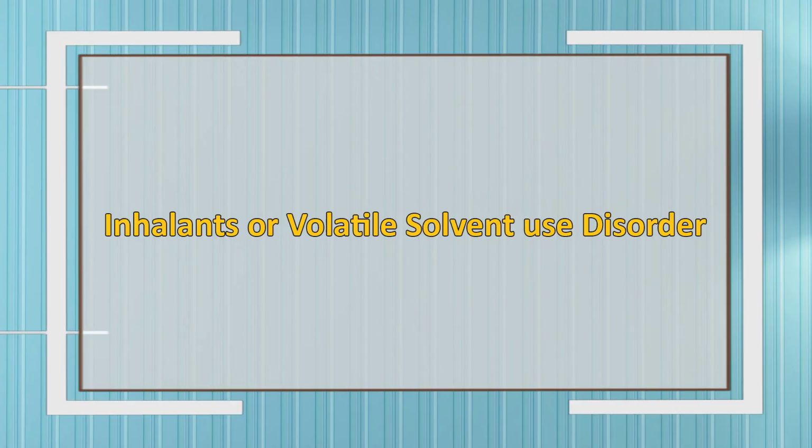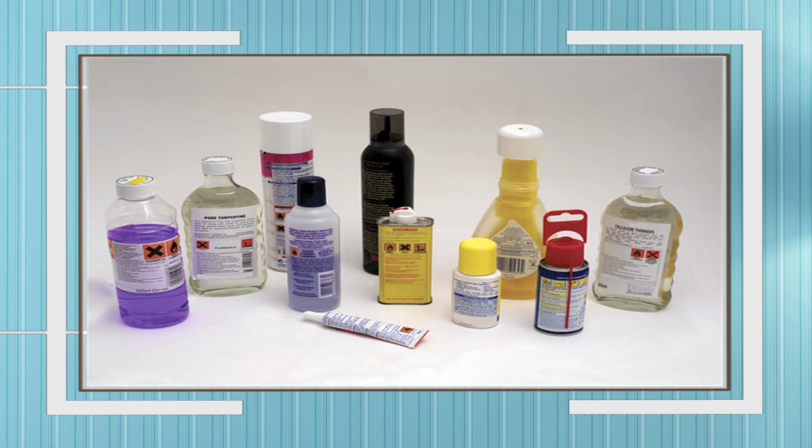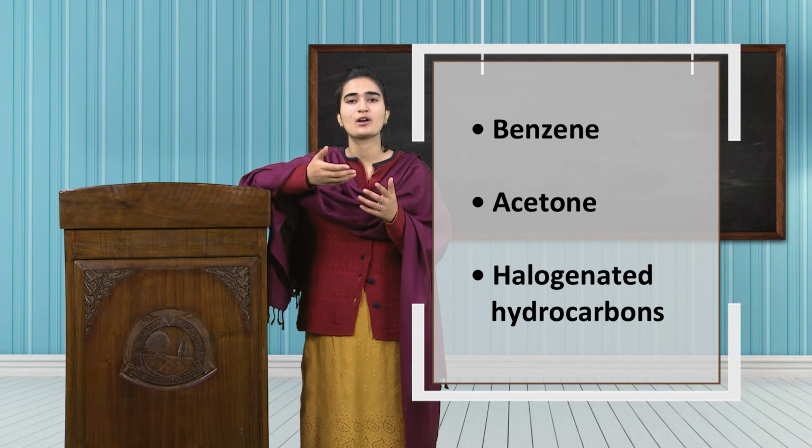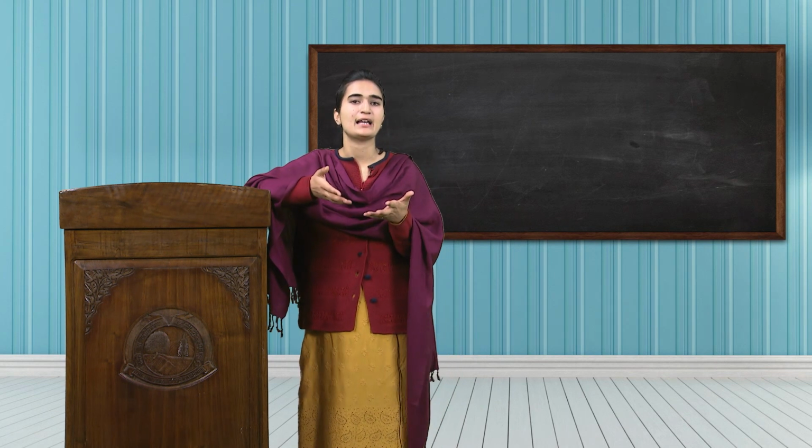Now, coming to inhalant or volatile solvent use disorder. The commonly used volatile solvents include gasoline, petrol, glues, aerosols, spray paints, thinners, varnish remover, and industrial solvents. The active ingredients usually include benzene, acetone, and halogenated hydrocarbons. Volatile solvent misuse is more common in early adolescence as a group activity, particularly in low socioeconomic status groups, for example, rag pickers in Mumbai and Delhi.